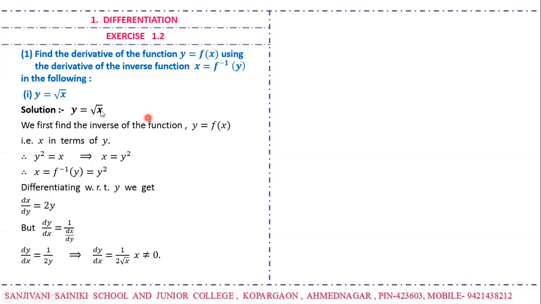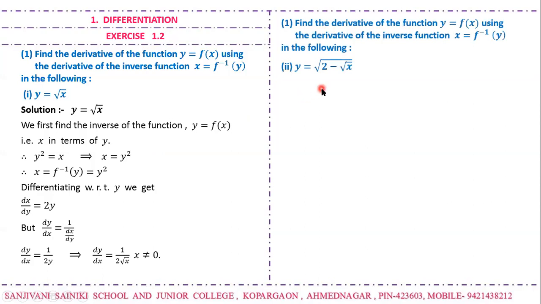How have we found the derivative? Using the inverse function. If they had not asked us to use the inverse function, then we would have directly differentiated this function with respect to x, and we would get dy by dx is equal to 1 upon 2 root x. That is what we get. Okay, the second function is of the same type. We have to find the inverse function.